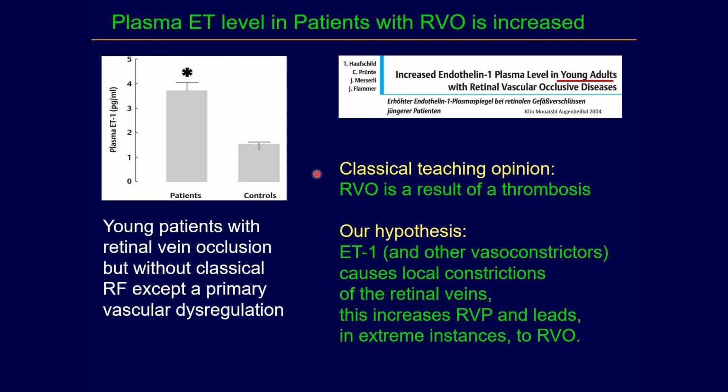According to the classical theory, the cause of retinal vein occlusion is a thrombus. According to our hypothesis, endothelin and other vasoconstrictors can constrict the retinal veins locally, thereby causing increased retinal venous pressure and, in extreme cases, even retinal vein occlusion.